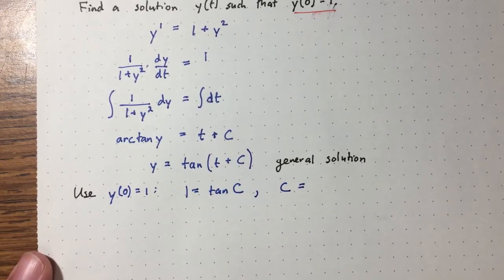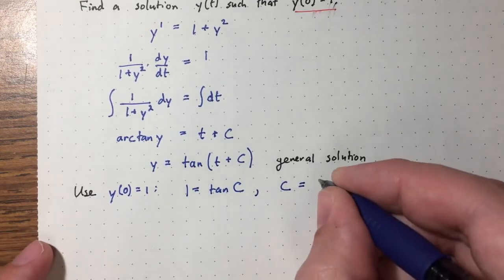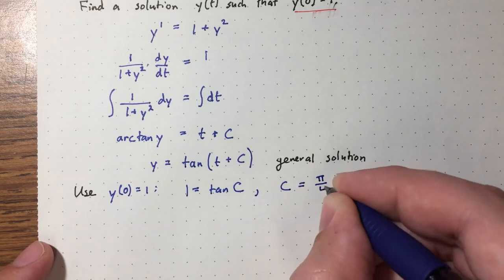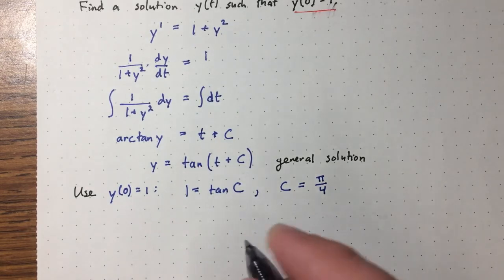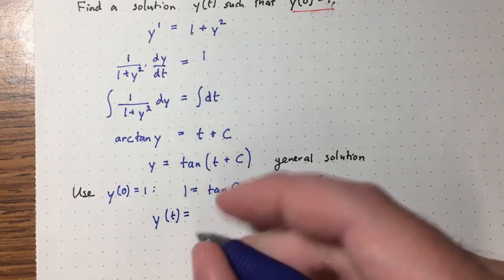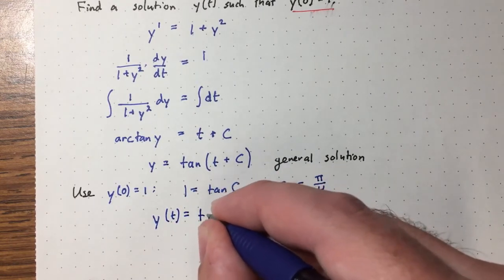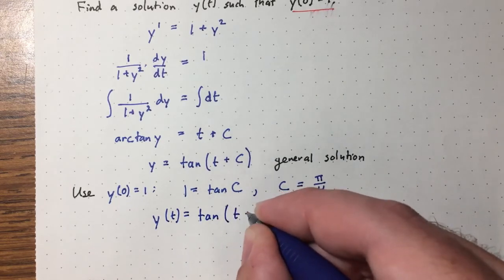well, what angle has a tangent of 1? Pi over 4 is one example. Actually, infinitely many examples, but pi over 4 is certainly one possibility. So this is a solution: y of t equals tangent of t plus pi over 4.